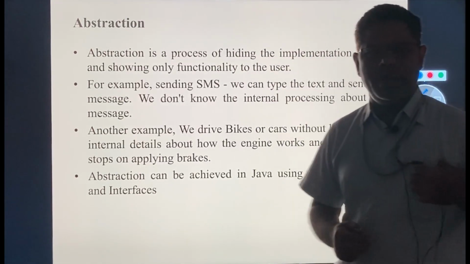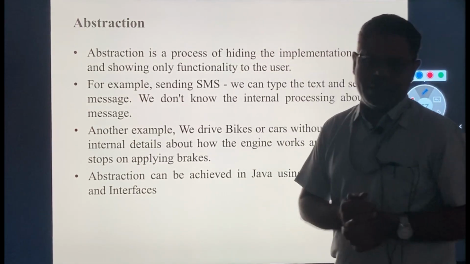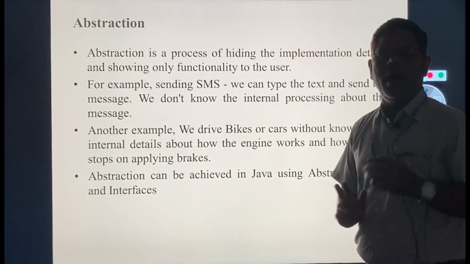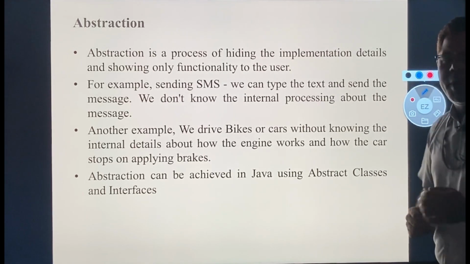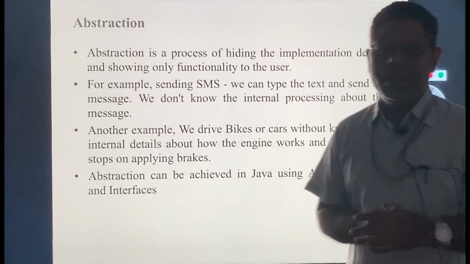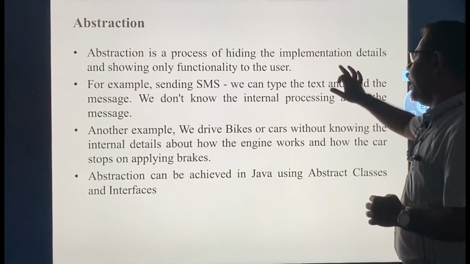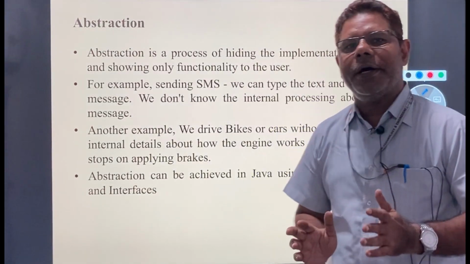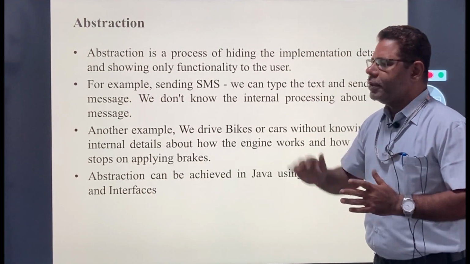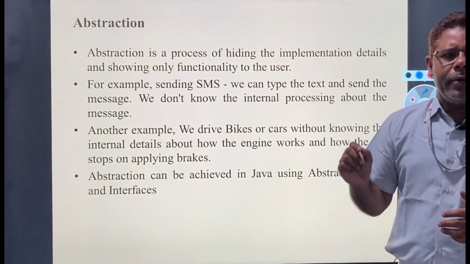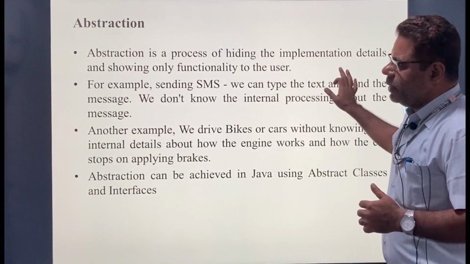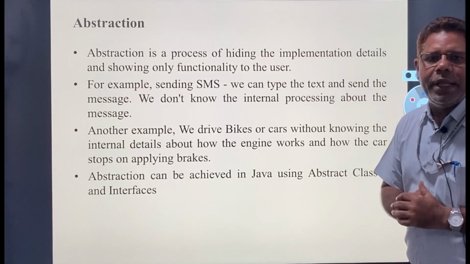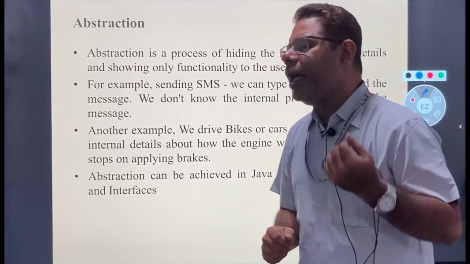Next, we can see what abstraction is. Abstraction is also a property of object oriented programming. So what is abstraction in OOPS? Abstraction simply means hiding the implementation details and showing only the functionality to the user. This is a good benefit of OOPS. The abstraction hides the implementation details and only gives the functionality to the user.